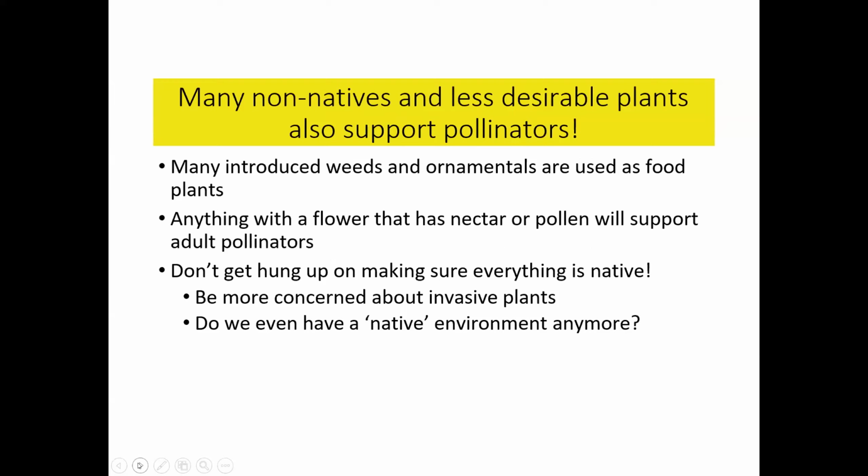Now, there are many non-natives and less desirable plants that also support pollinators. Many of the weeds and ornamentals that were introduced to this country are used as food plants. So some of those things that caterpillars like to eat are actually non-natives. And anything with a flower that contains nectar or pollen is going to support adult pollinators. So don't get too hung up on making sure everything is native. I mean, we've all got stuff in our yards that's not native. We don't expect anybody to tear things out.